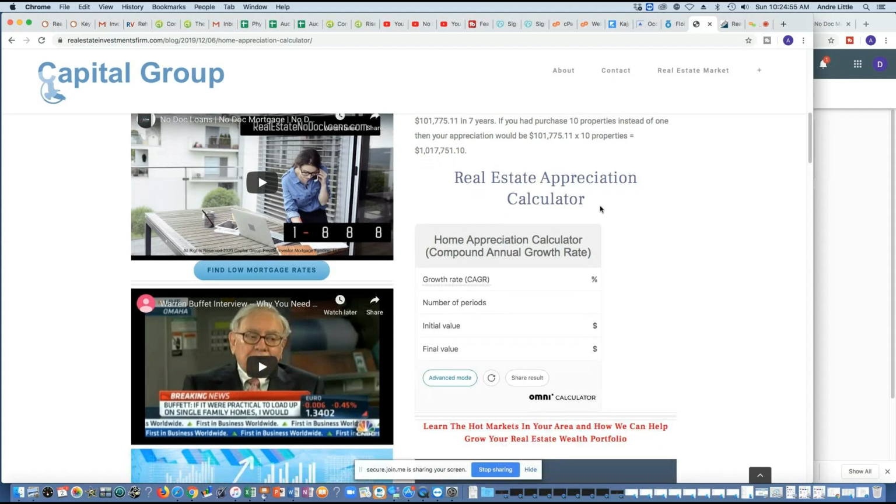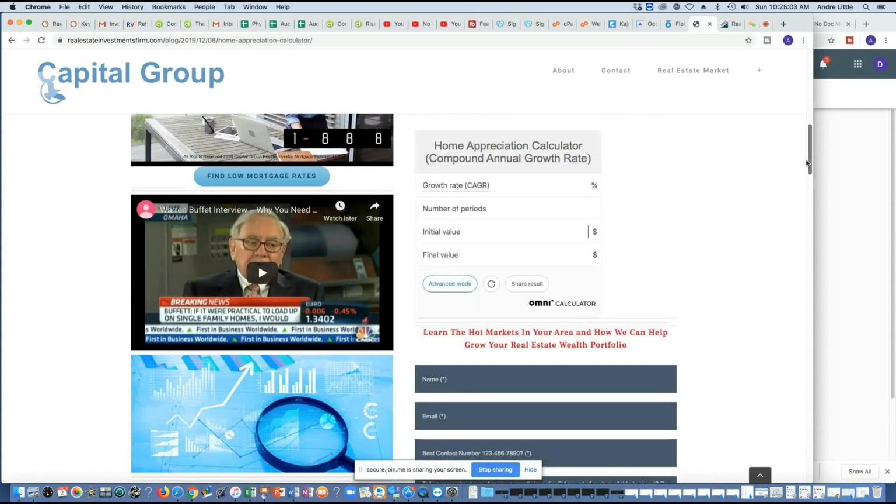So the home appreciation calculator, this is it right here. I want to try to use it properly. Sometimes I think people may put the wrong data in here and don't know how to use it. But I want to begin to show you how to use this here.